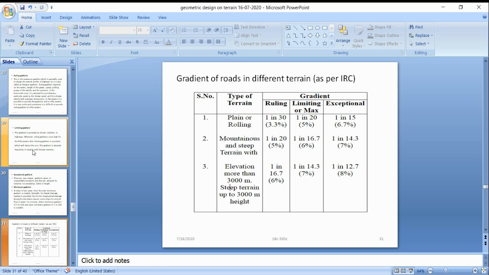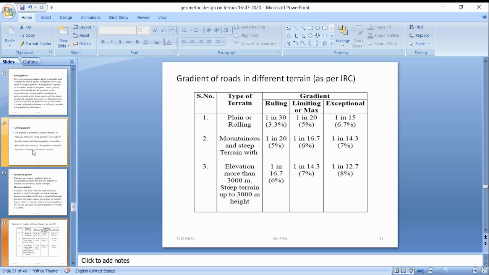So here the different gradients are given for the roads. For plain or rolling terrain, the ruling gradient should be 1 in 30, the limiting gradient is 1 in 20, and the exceptional gradient is 1 in 15. And for mountainous and steep terrain, generally 1 in 20 is the ruling gradient, the limiting gradient is 1 in 16.7, and exceptional is 1 in 14.3.